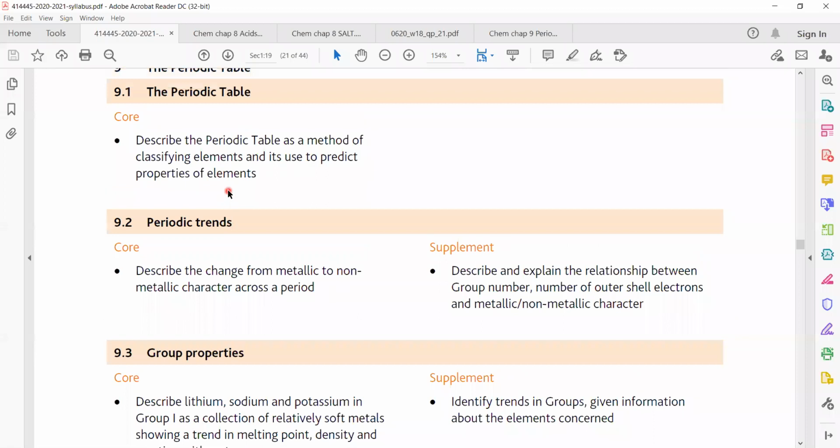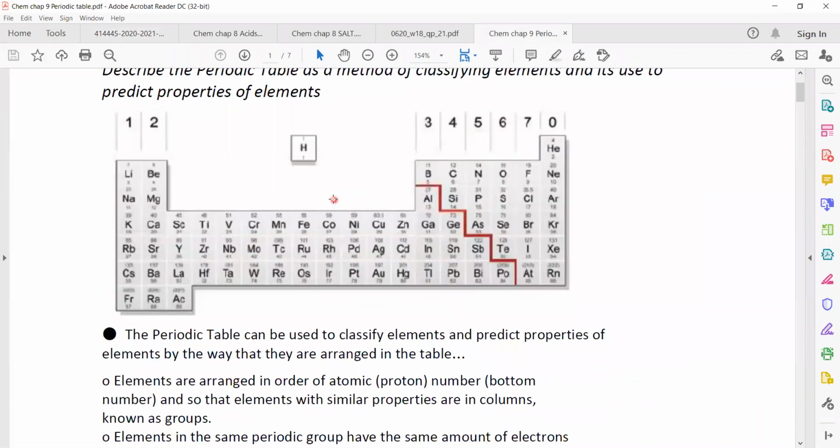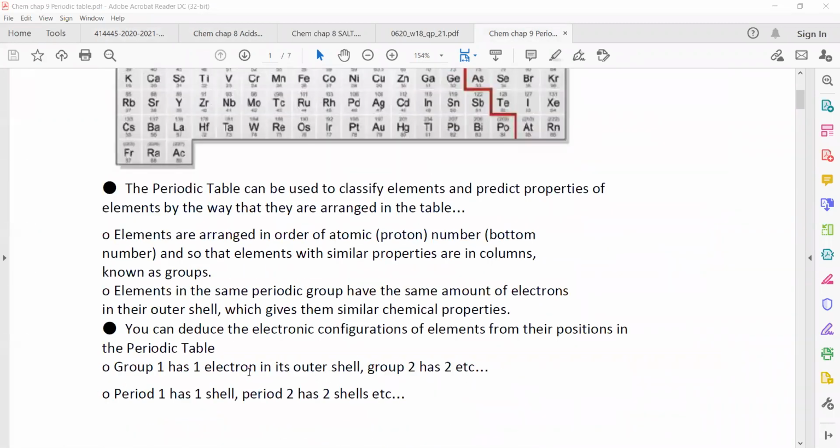The periodic table is a method of classifying elements, and it is used to predict the properties of elements. So how can we use a periodic table? The periodic table can be used to classify elements and predict their properties. Elements are arranged on the basis of atomic number. Elements in the same column or group have similar chemical properties, like group 1, 2, 3, 4, and so on.